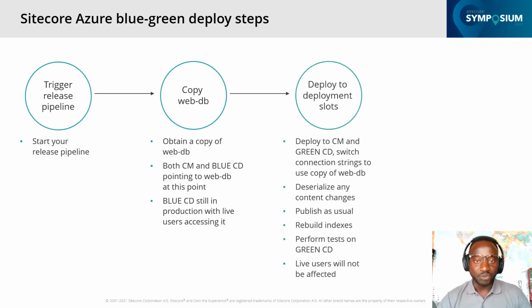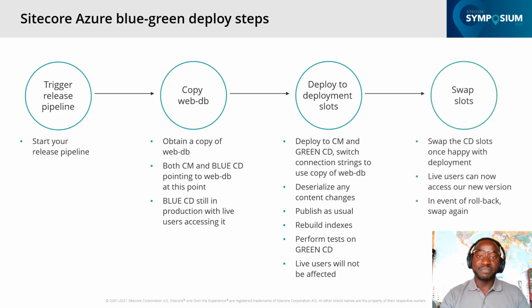Next, we start our deployment of our new Sitecore version to both your CM instance as well as to the green deployment slot. This will now point to the copy of the web DB we made earlier. We then perform our usual deployment, including our content deployment. We do our usual publishing, the building of the Sitecore indexes, and perform any of our tests we want. Remember, all these activities will not affect your blue CD at this stage, and your live users are not affected because they're still accessing the old version.